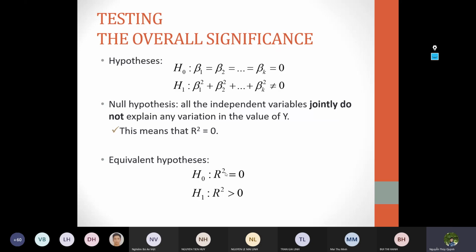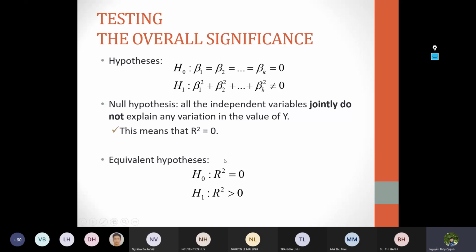Every parameter in the hypothesis is a parameter of the population model. Beta here is the slope, the regression coefficient of the population regression model, and R squared here is also the coefficient of determination for the population regression model, not the sample regression model that you can calculate from the sample data. So how does the population regression model fit the population data?